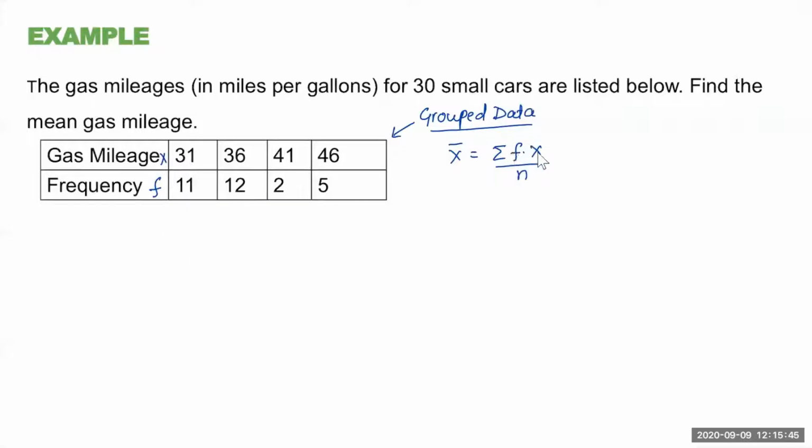So what we need is the product of those. So what we are going to do is create a small table here. We have x and f. X is 31. F is 11. So what I want is f times x. We have to find all f times x, and then this sign is sum. We have to add them together. So if I multiply here, 31 times 11 is 341. Next we have 36, 12. Now to find f times x, we multiply. So 36 times 12 is 432.